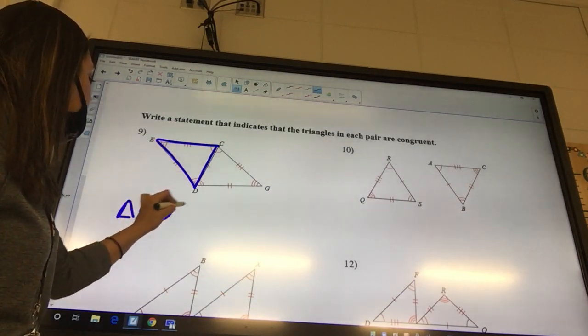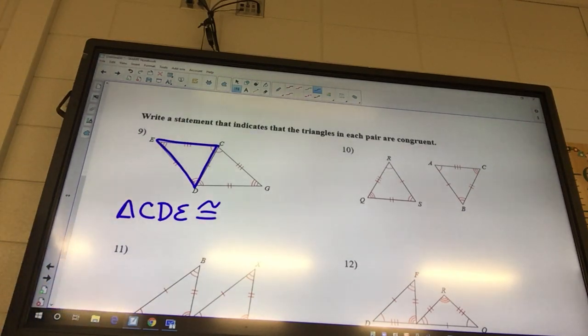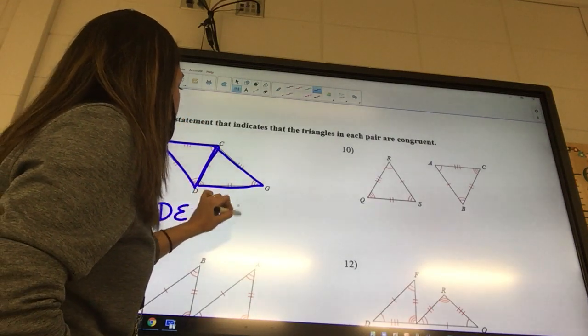C, D, E. A, B, C, D. Is congruent. It needs to look like this. Okay, to what? C, D, G. C, D, G. Okay, the order does matter.